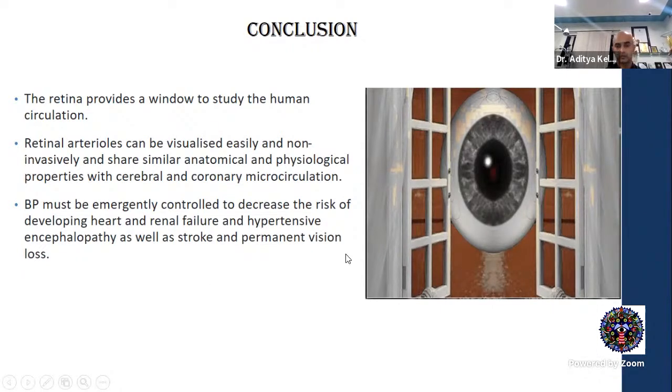And therefore, patients who present to you in OPD with disc edema and other hypertensive retinopathy signs must be referred to the physician as early as possible.